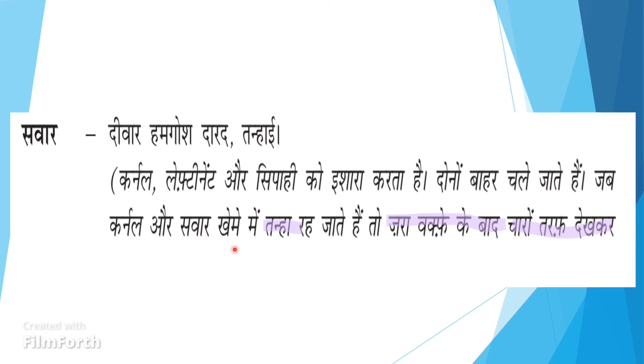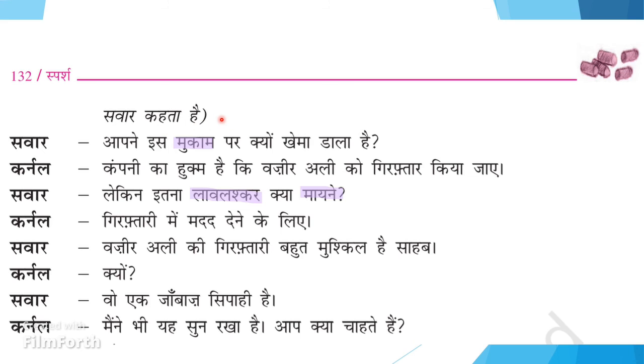जब कर्नल और सवार खेमे में तन्हा रह जाते हैं, तो जरा वक्फे के बाद चारों तरफ देखकर, when the colonel and the horse rider become alone in the tent, after a while, after looking all around. Here tanha means alone, zara waqfe ke baad means after a while. Charon taraf dekhkar means after seeing all the four sides. सवार कहता है, this horse rider says, आपने इस मुकाम पर क्यों खेमा डाला है? Why have you set up a tent at this place?